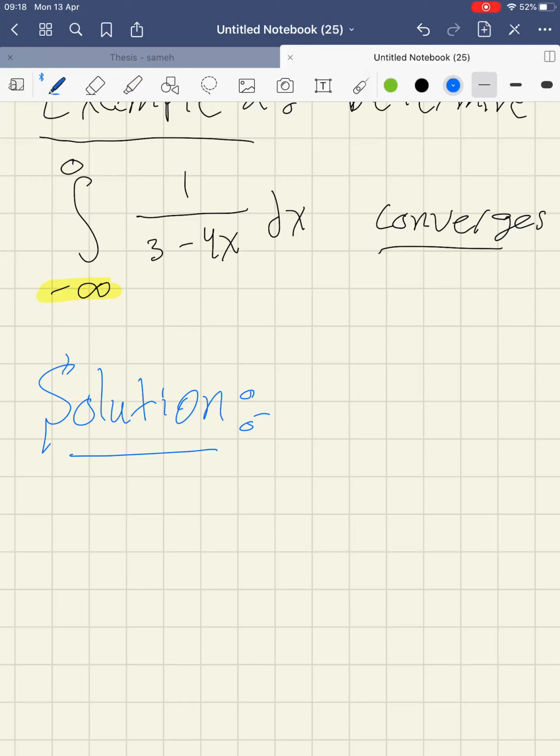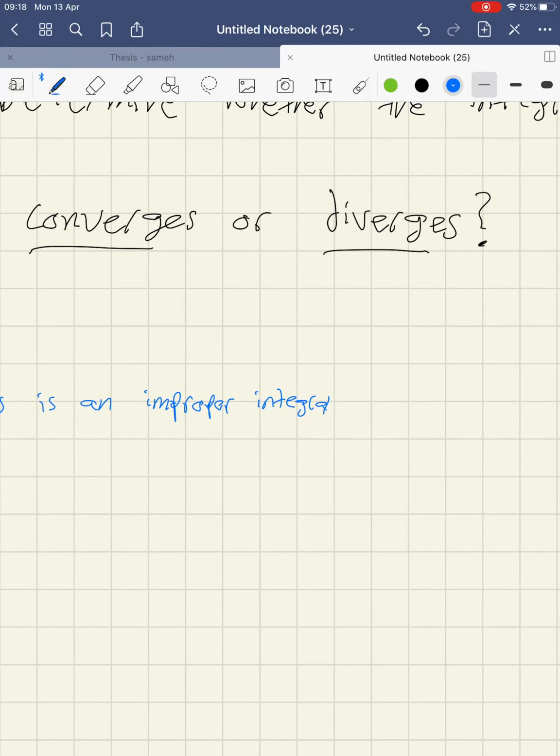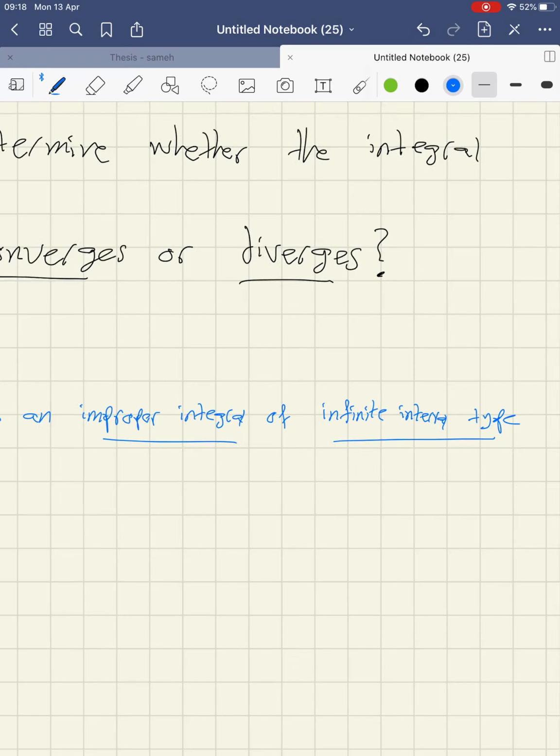So this is an improper integral, and why is it an improper integral? Because it has an infinite interval. I'm doing the integral over an infinite interval type. So that's what we have, an improper integral.